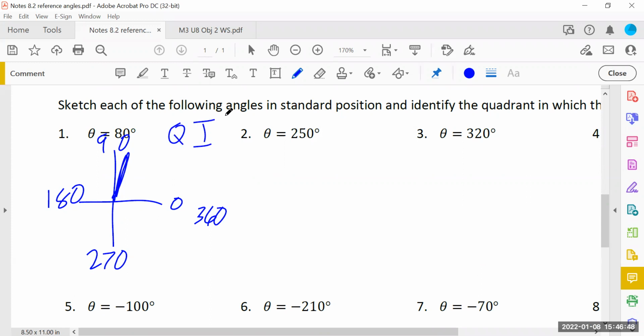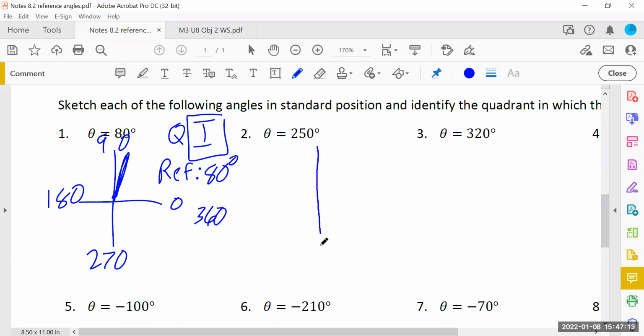And just to note, quadrants are always written in Roman numerals. You have to put it in Roman numerals. That is the convention. That's the way it's going to be in every textbook, every question on a test, every standardized test, everything like that. Always Roman numerals. So we're in quadrant I, and 80 degrees is already between 0 and 90. So my reference angle is 80 degrees.